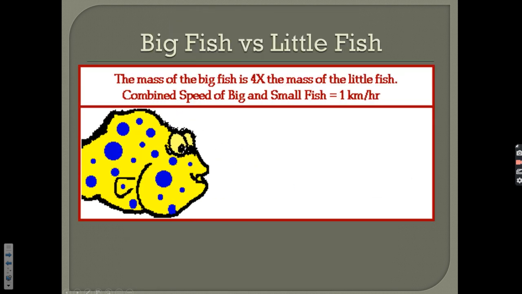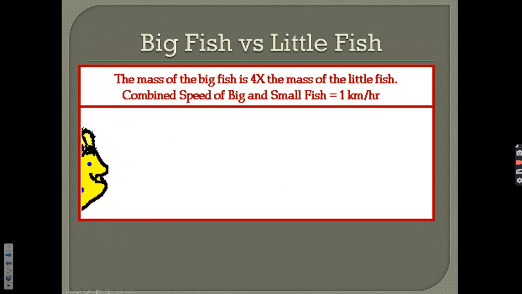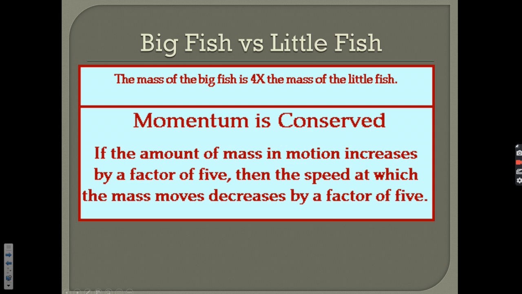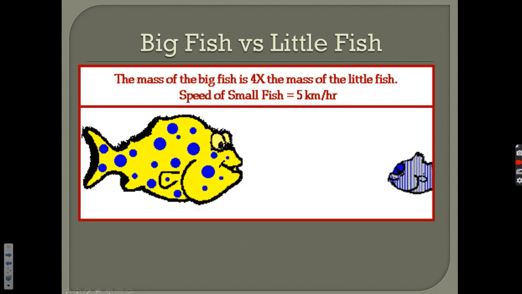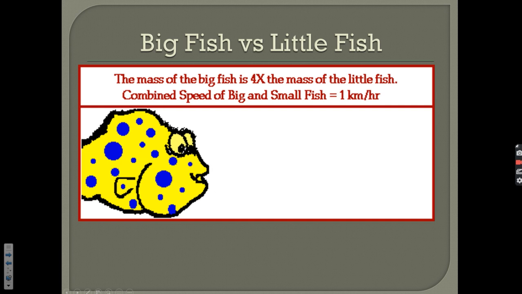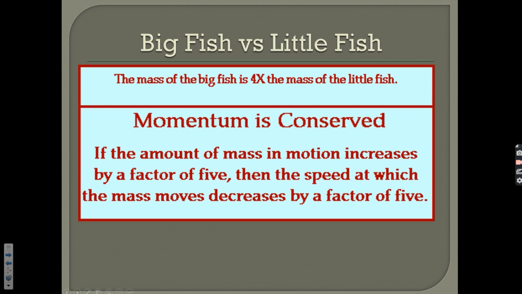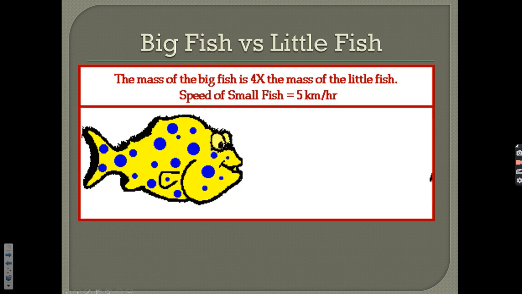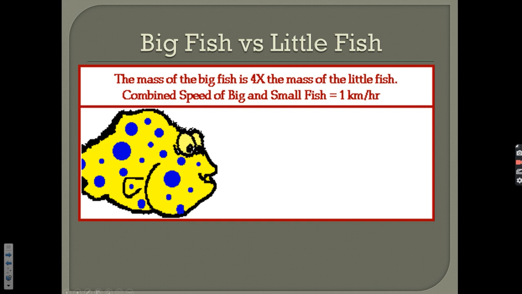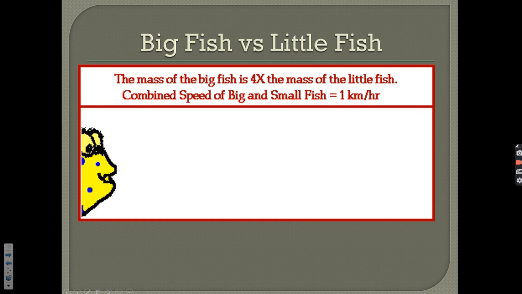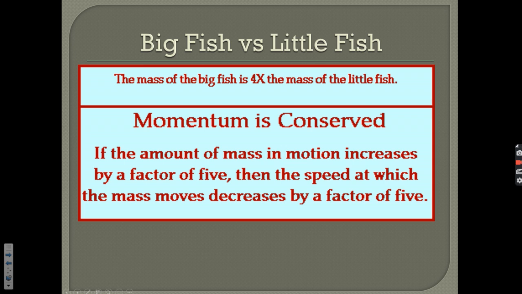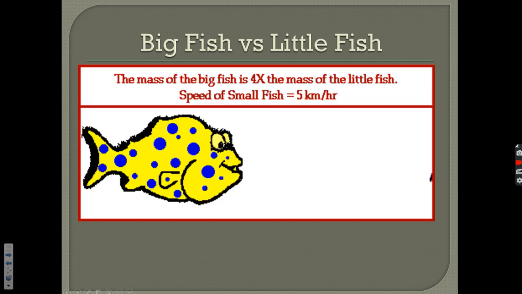Big fish versus little fish. The mass of the big fish is 4 times the mass of the little fish. If the smaller fish is moving initially at 5 kilometers an hour, then the combined speed of their collision together will be 1 kilometer an hour. We know that if the amount of mass in motion increases by a factor of 5, then the velocity will have to decrease by the same factor of 5 in order that the momentum before and after work out to be the same thing.